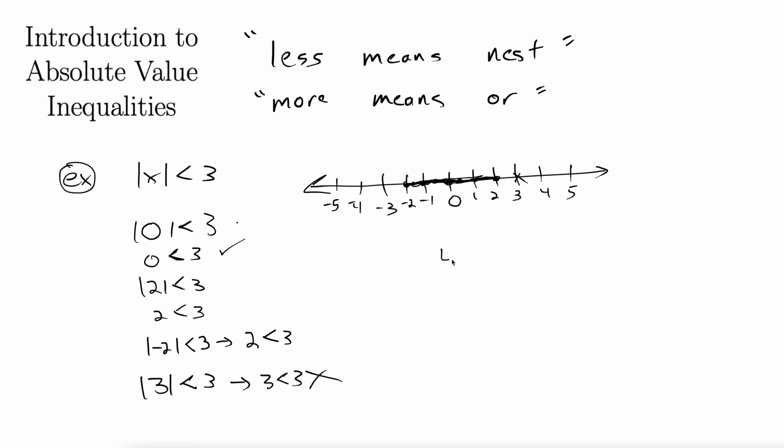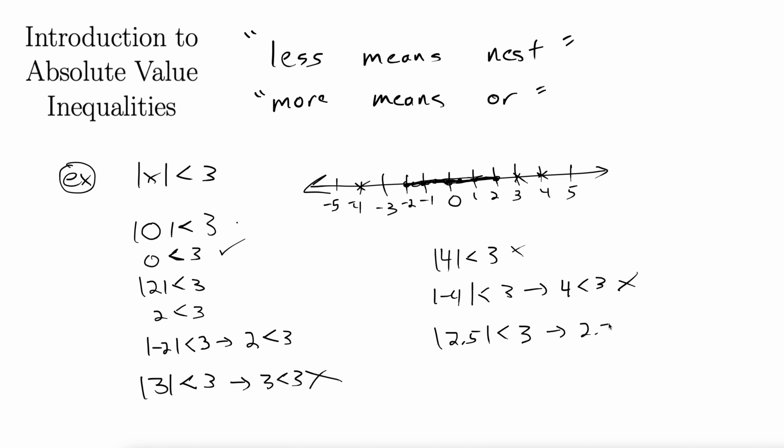And similarly, absolute value of 4, is that less than 3? No. Okay, so that's out. Same thing. How about -4? Absolute value, is that less than 3? Well, that gives us 4 less than 3, and it's not. So that's out. What about 2.5? Is absolute value of 2.5 less than 3? Yeah, 2.5 is less than 3. So that would be included.